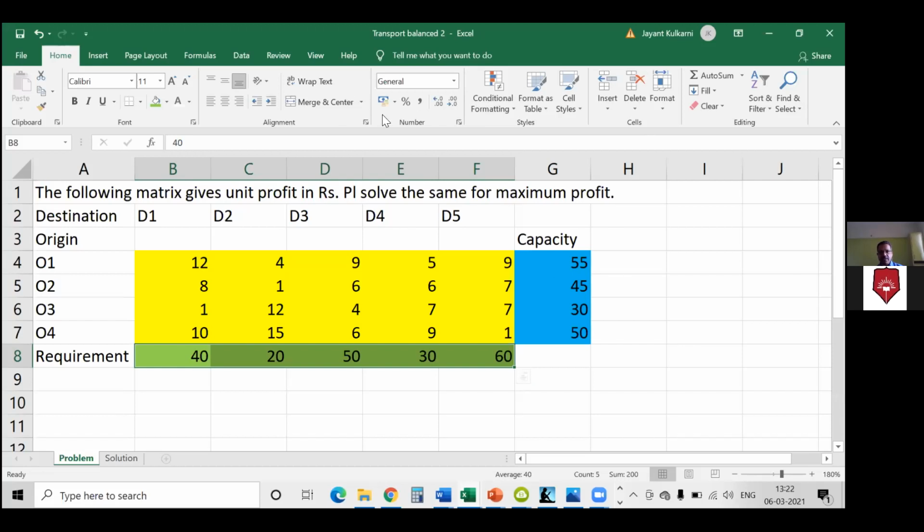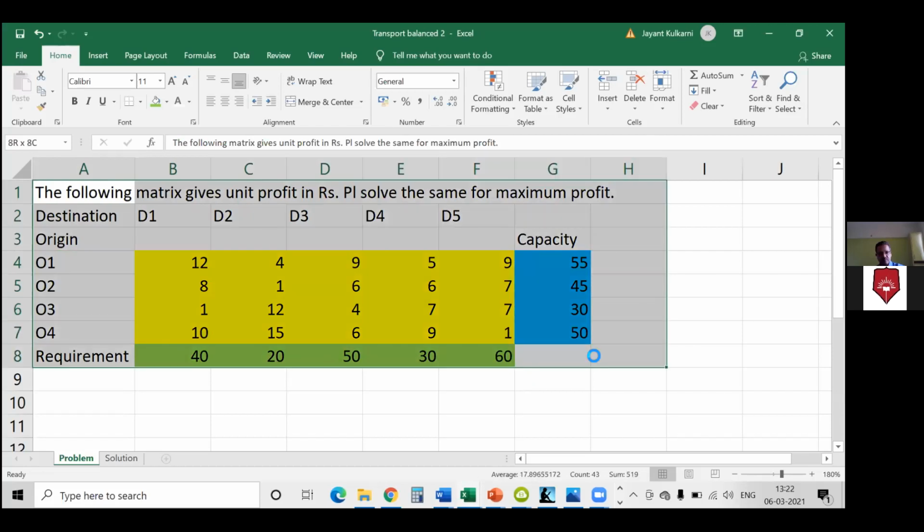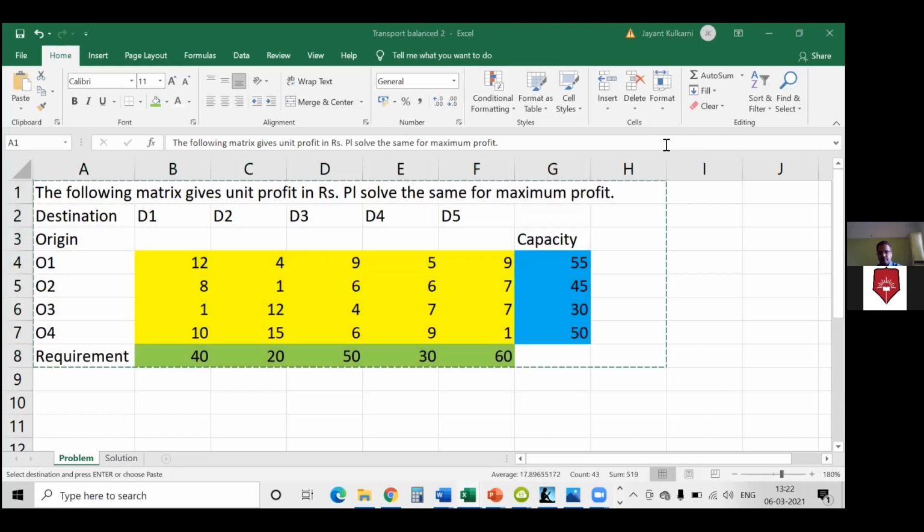Yeah, can you send the question? I'll put this table on the chat. Just give me a minute. Okay, I have put the question, the table on the chat now. You can copy it from there.